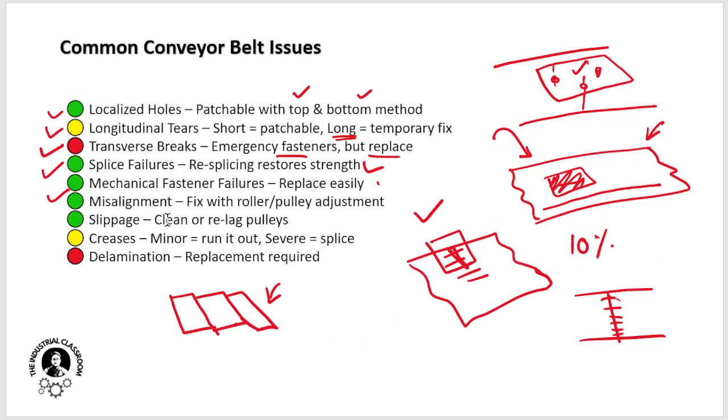Next we have slippage. If the belt slips, this is also a conveyor belt issue. Then we must relax the pulleys, or we must clean the pulleys. Inside the pulley lagging there may be dust accumulated, or there may be muddy material accumulated in it. So it's important to clean them, or if it is not cleanable, then we will re-lag the pulleys. It will reduce the belt slippage.